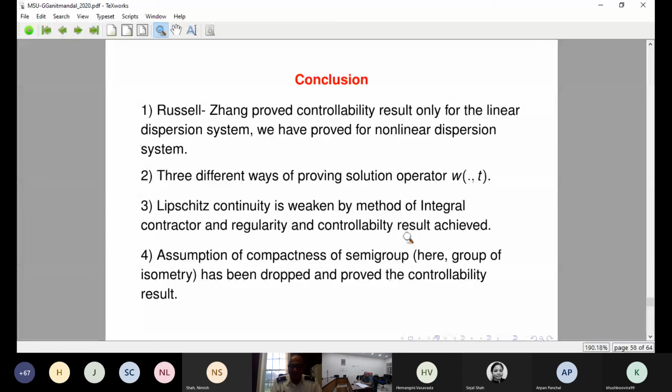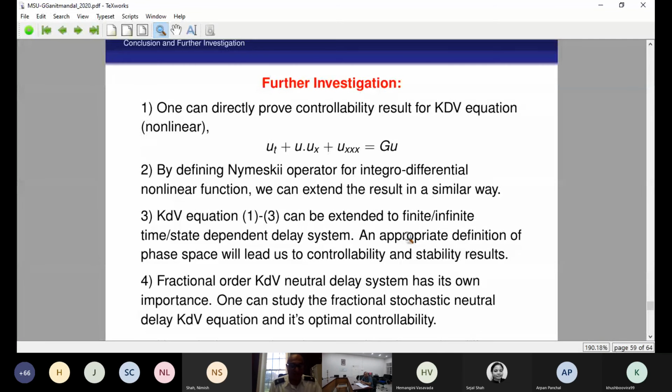What we can do next? The further investigation. If somebody is interested, just look at over here. I just used the monotone operator theory over here, but if you look at the literature, you can find lots of things based on KdV equation, and you can directly prove the control result of KdV equation.